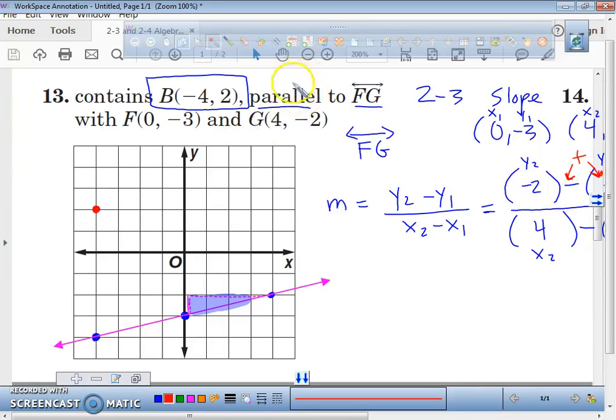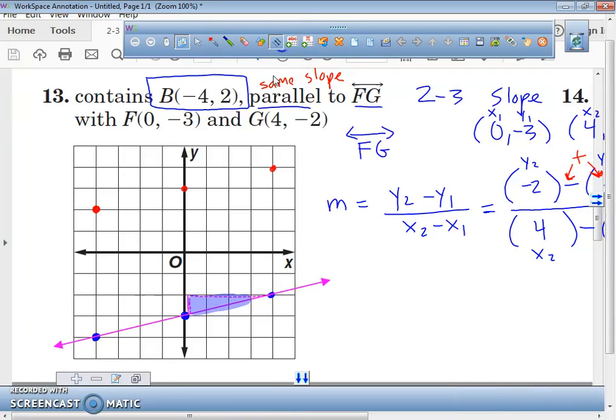What do we know about parallel lines? Same slope. So parallel lines always have the same slope. So we have to apply the exact same slope. Up 1 and over 4. And up 1 and over 4. And now you've actually met both conditions. Not just one condition. You've met both conditions.